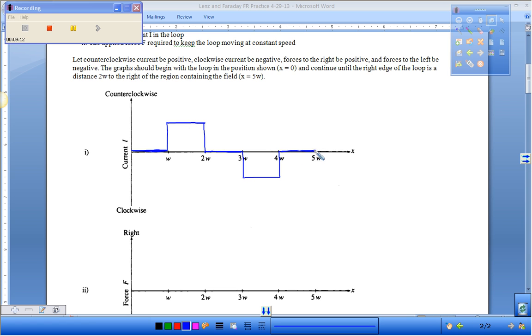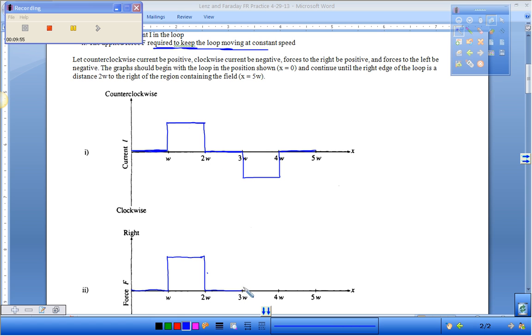My force is going to be similar. Things that they said: let counterclockwise current be positive, clockwise current be negative. Forces to the right should be positive, and forces to the left should be negative. And they want us to do the force required to keep the loop moving at a constant speed. So we're going to have to be pulling this to the right. Initially, again, same thing. I didn't have a current, so there's no force on that thing. Then it's going to jump up to that value that we calculated in part A, II. And then once we're in there, we have no current being produced by our previous section. No current being produced here, so no force on those wires.